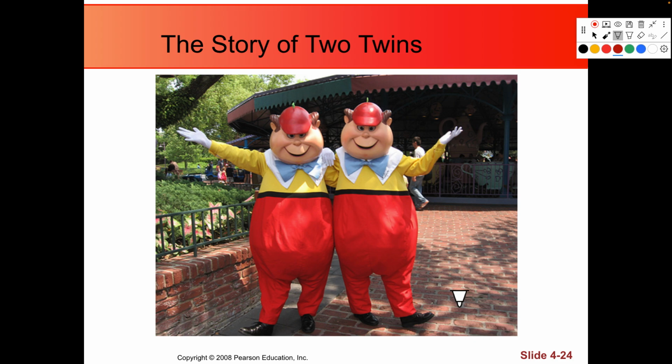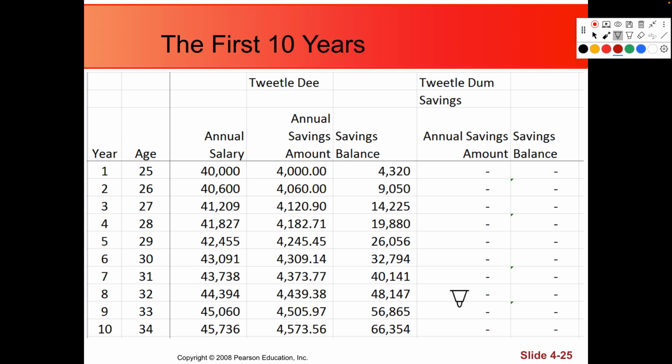One of them listened to this lecture and said, okay, I'm going to invest when I get my job. I'm going to start investing right away. The other brother said, I'll wait because I've been in college. I want to enjoy my time. So here's their story. They both get a similar job, paying $40,000 a year.